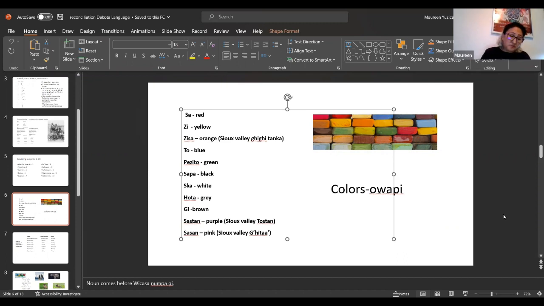So in our sentences, we talk about the verb that comes after the subject, right?